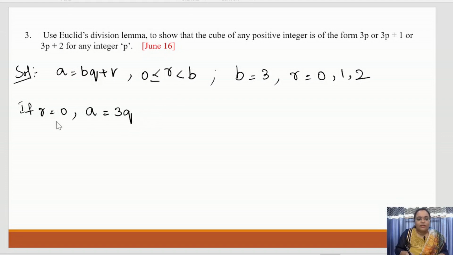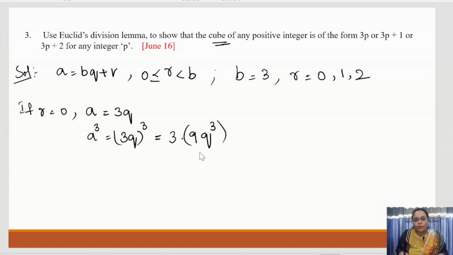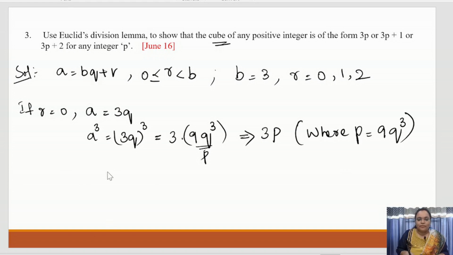Okay. Then we need to find the cube of any positive integer. So let us do cubing on both sides. A cube is equal to 3q whole cube, which I can write as 27q cube, that is 3 into 9q cube. We can replace 9q cube with p. If we replace 9q cube with p, this will be 3p, right? Where p is equal to 9q cube. Okay. So you will get a cube is equal to 3p.